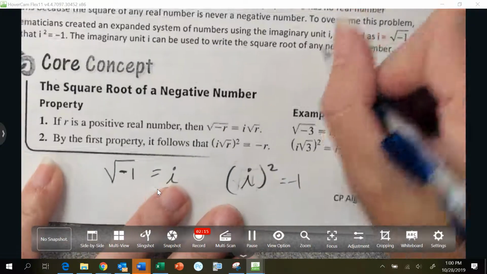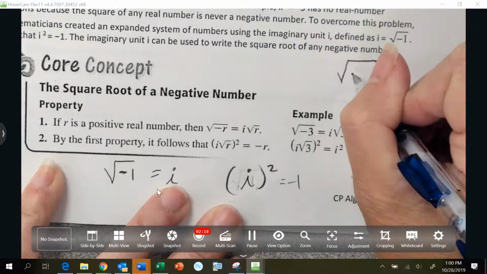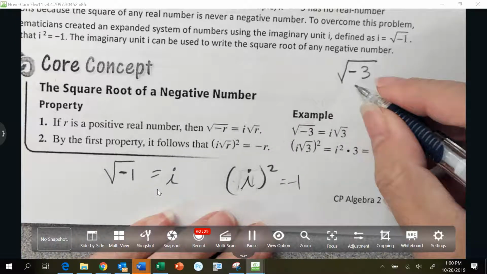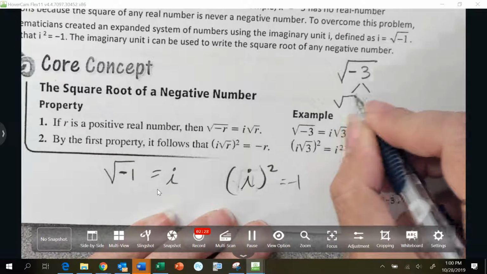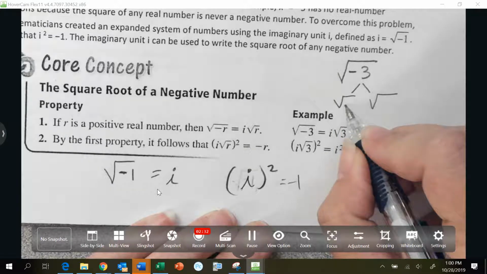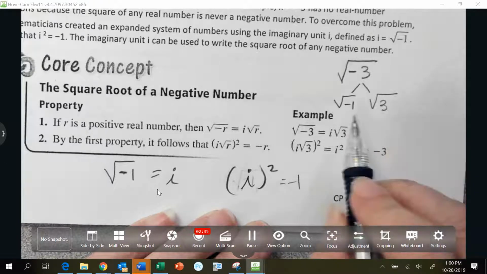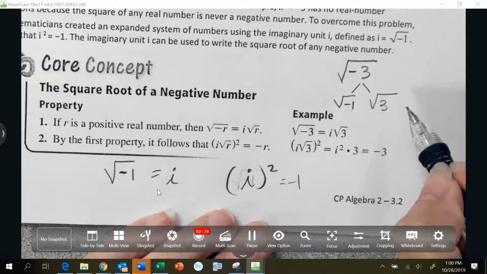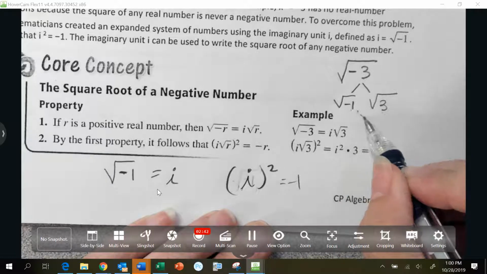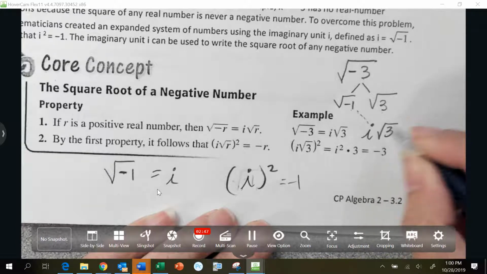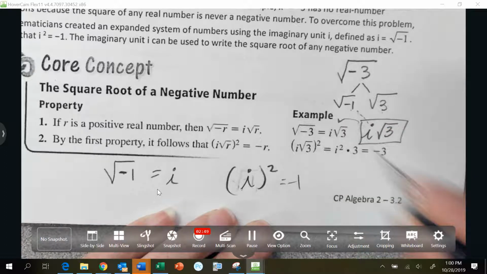So they have some examples. I'm going to do an example right over here and walk you through it. I'm going to break that apart into 2 square roots, 2 factors: the square root of negative 1 and the square root of 3, because negative 1 times 3 is negative 3. And then you all are going to tell me what is the square root of negative 1. It's i, and square root of 3 doesn't simplify, so I write square root of 3. That's what they have written right here.